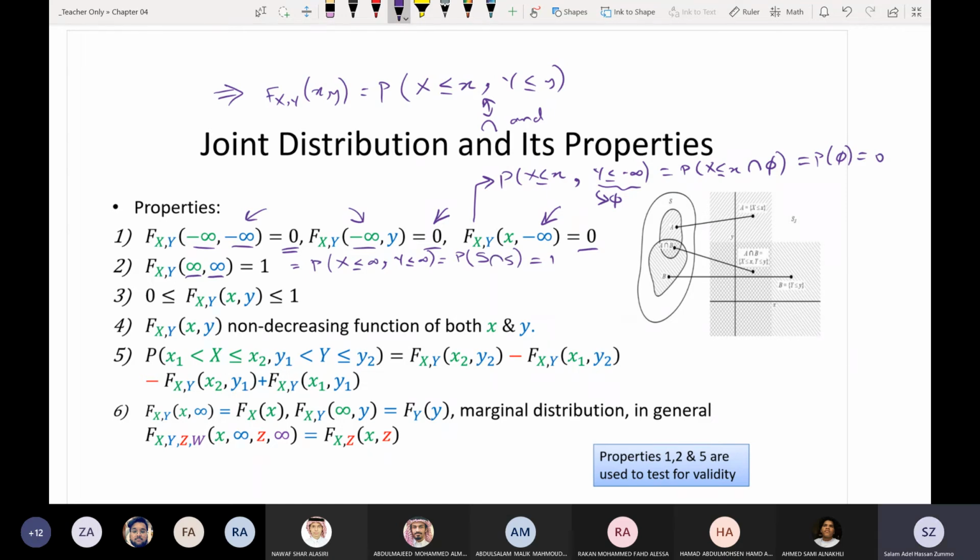So these two give us the conclusion that the joint CDF is always between 0 and 1. It cannot be less than 0. It cannot exceed 1. So it's a two-dimensional function that is 0 at minus infinity of both x and y, and it increases up to 1 when x and y approach infinity. Clear?